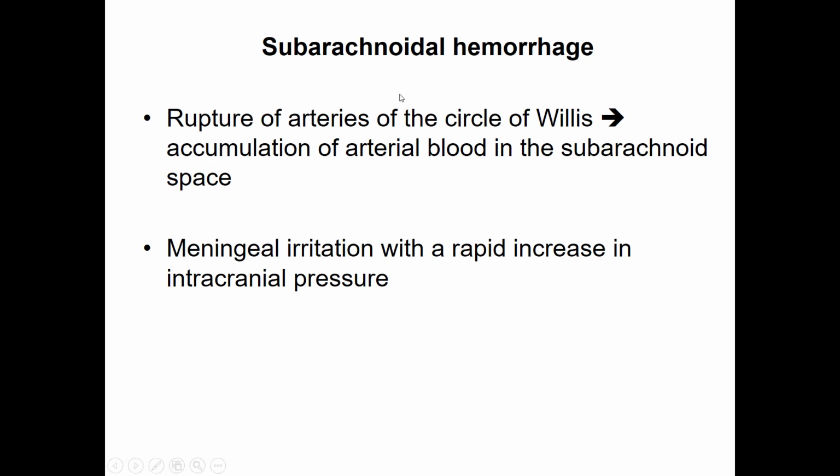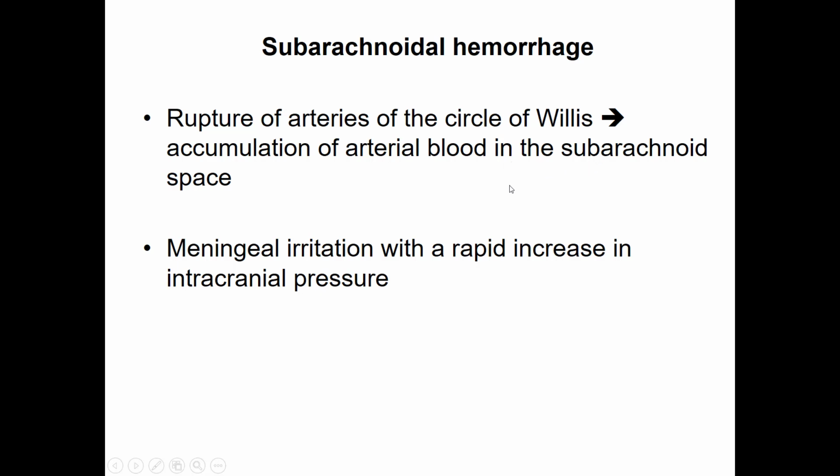And next we are going to discuss the subarachnoidal hemorrhage related to trauma. And this can be related to rupture of the arteries of the circle of Willis, which cause rapid accumulation of arterial blood in the subarachnoid space. Never forget that the most frequent cause of subarachnoidal hemorrhage is the rupture of the so-called berry aneurysm of the arteries of the circle of Willis, and that is usually not related to trauma.